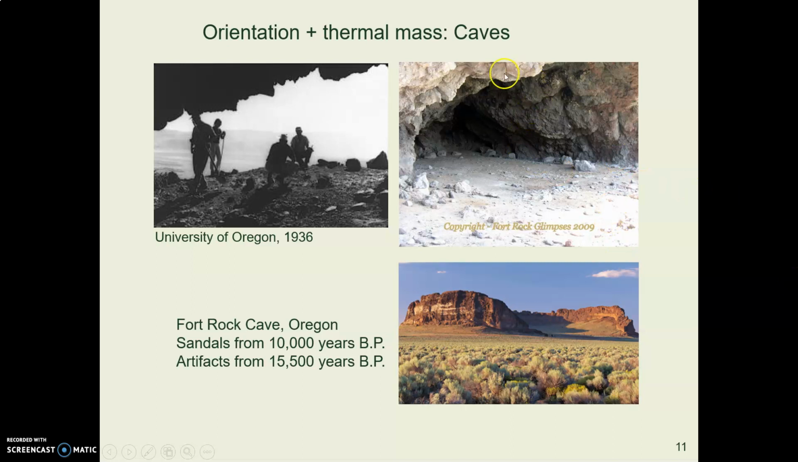Anyway, so this cave has a big overhang. It's got thermal mass. In the summertime, the sun is high overhead and it's shady inside. In the wintertime, the sun angle is low and the sun comes in and warms the back of the cave. And then you've got thermal mass radiating the heat.